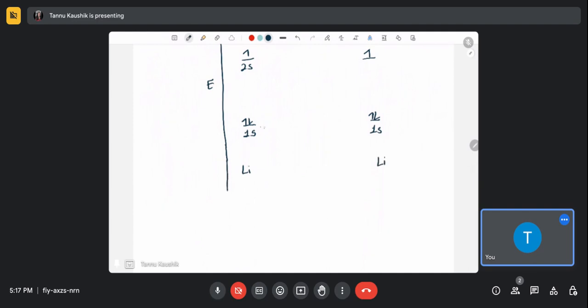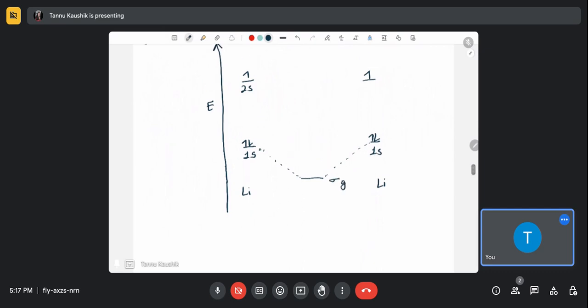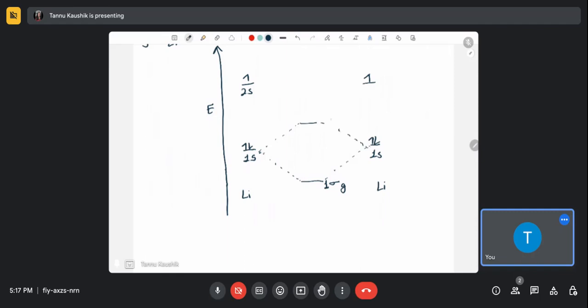Now these 1s orbitals will overlap to form sigma g. First, I'm mentioning it as the first sigma g bonding molecular orbital and the first sigma g star anti-bonding molecular orbital.